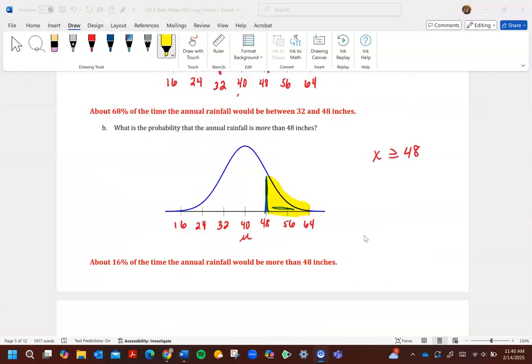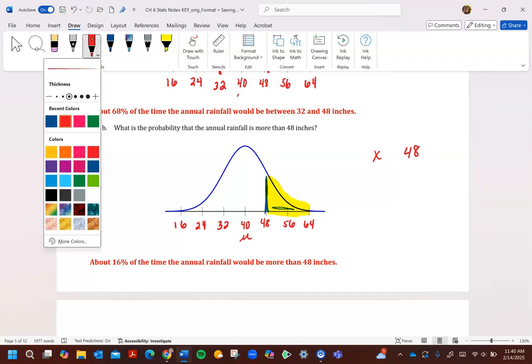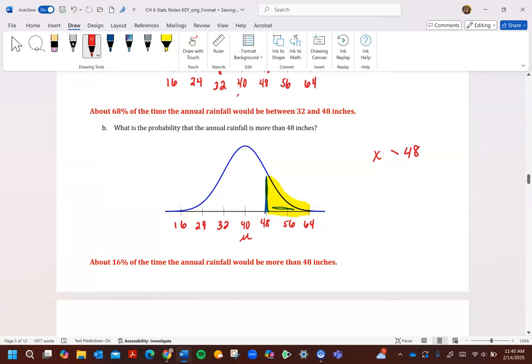And then check back. So our answer would be about 16% of the time the annual rainfall would be more than 48 inches. Actually here I want to change my little symbol to just be a greater than for this problem. Although for these it really doesn't matter if you enter it as greater than or equal to when we use the technology. But technically it doesn't say at least.